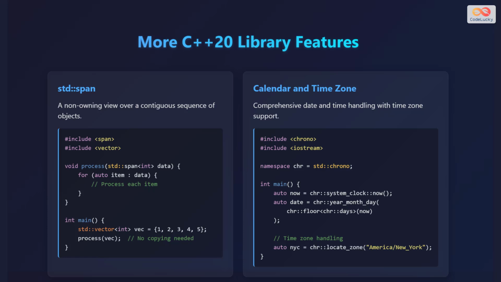Second, we have calendar and time zone support, offering comprehensive date and time handling with time zone support. In this example, we include the chrono and iostream headers. The code retrieves the current date and time and demonstrates time zone handling by locating the time zone for New York City.